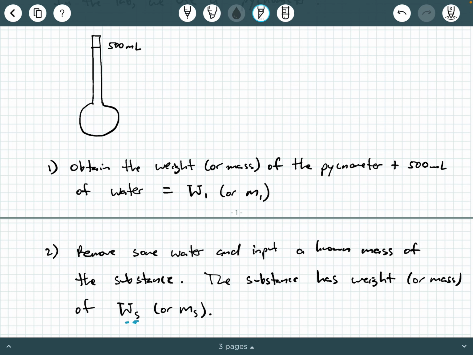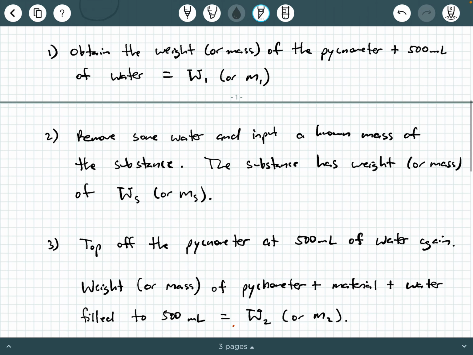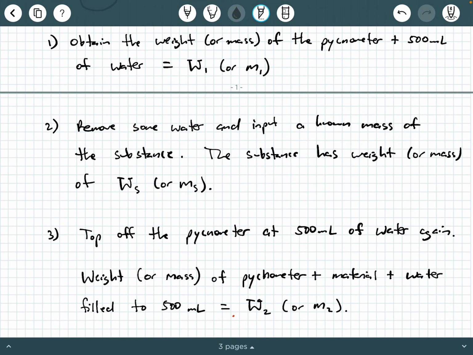And we're going to call that W sub S if you have a weight, or M sub S if you have a mass. So again, you're going to empty out some of this water to make room for the fact that you're putting in there some known mass or weight of your aggregate or soil. Then step 3, you're going to top off the pycnometer at the 500 milliliter mark with water again.